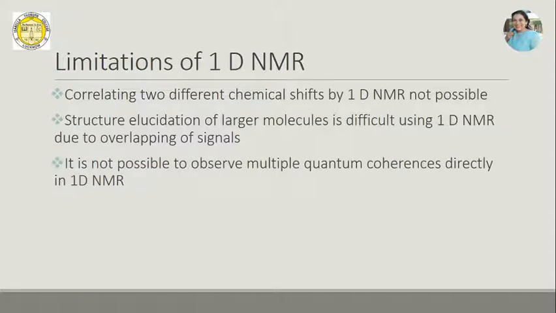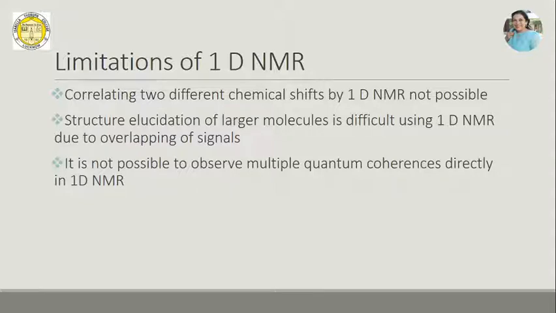Before I start on with 2D NMR, let us go through the limitations of 1D NMR. Correlating two different chemical shifts by 1D NMR is not possible. We will get chemical shifts by 1D NMR, but correlating two different chemical shifts becomes difficult. This I will explain to you as we proceed further. Second, structure elucidation of larger molecules is difficult using 1D NMR.